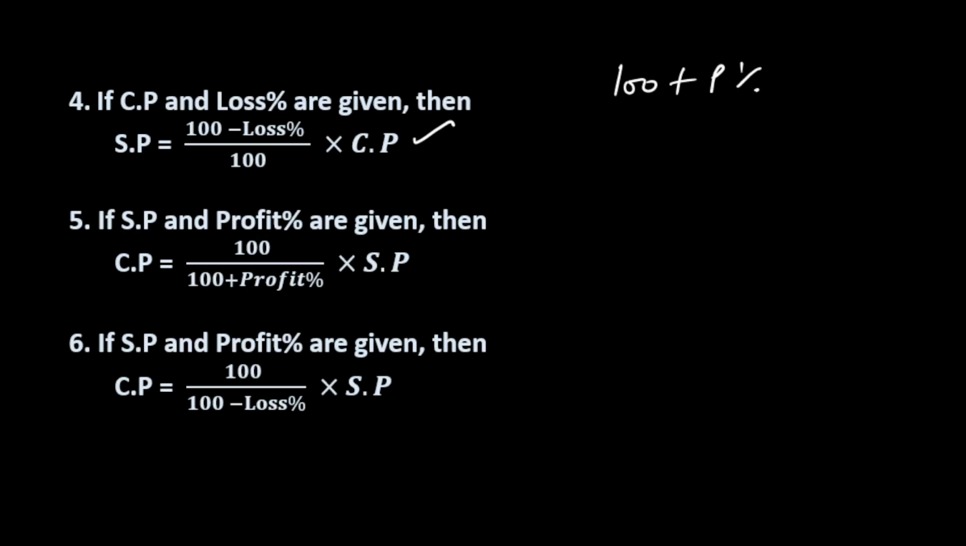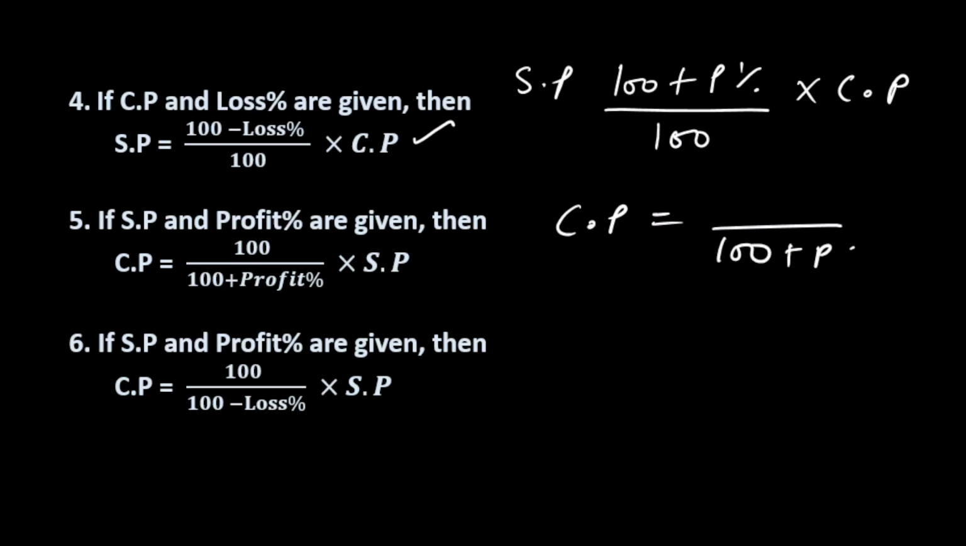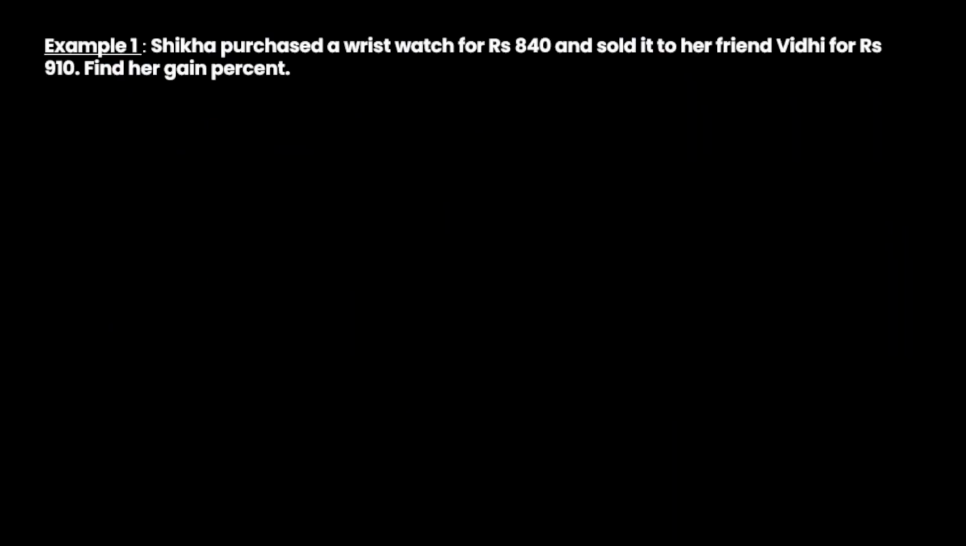You have 100 plus profit percent only, with this term. While solving for selling price, this term is at the numerator and into CP, because SP we are finding. But when CP we are finding, this term will go to the denominator, so 100 will go to the numerator into SP. So it is opposite. This is a way I'm just telling you to learn the formula. In both the cases, the same thing will happen. If loss is there, then it will be minus loss percent. So these formulas you can make a note of in your notebooks.